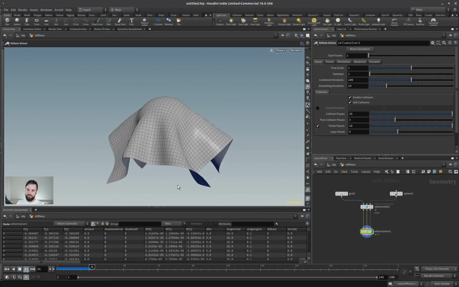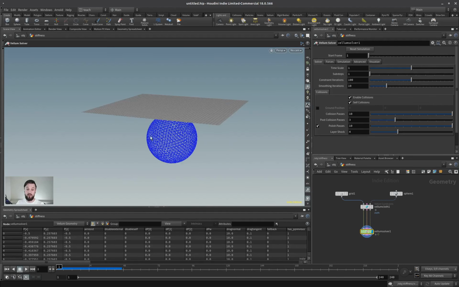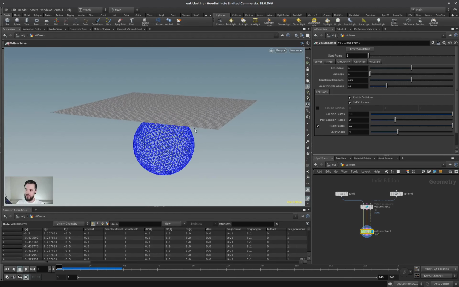So what's going on? This is a common problem with Vellum and very stiff materials, and that is that you actually have a hard time to get something very stiff. There are two solutions I would recommend. There are probably more, I don't know.